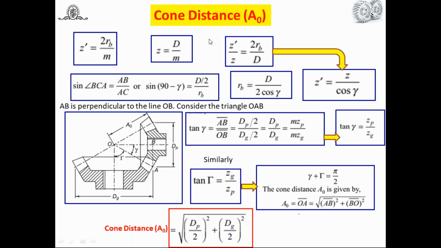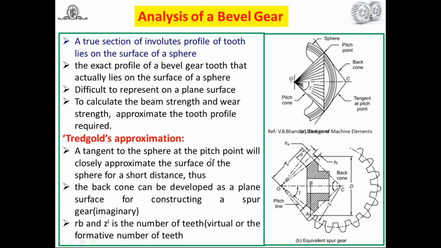I would like to show, look at the earlier figure, that diagram again. Look at this diagram here. AB is constructed perpendicular to the axis OC. You will form a triangle, ABC, which is a right angle triangle, and this angle is gamma, and this angle is 90 degrees.